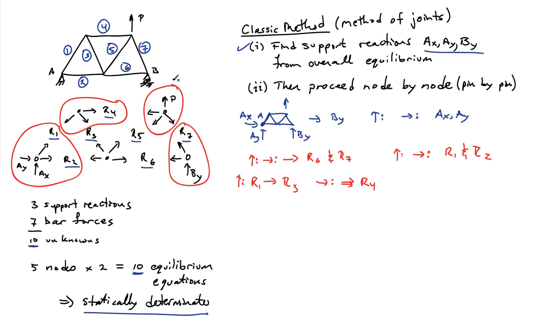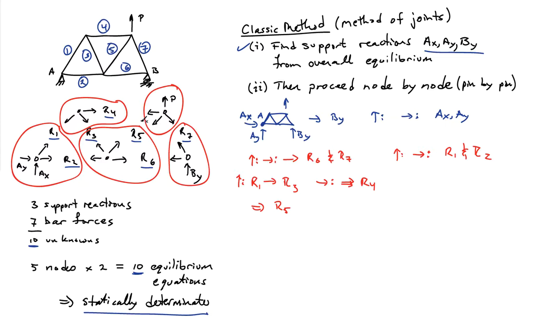At this point I know what R7 and R4 are, and I know what P is, that's the applied force. So just using equilibrium at the top node, that then tells me what R5 is. Okay, and at this point I now know all the bar forces. I could then go back to this bottom node and do force equilibrium of this node, and that could be a double check. So I can use that to check the consistency of my calculation.